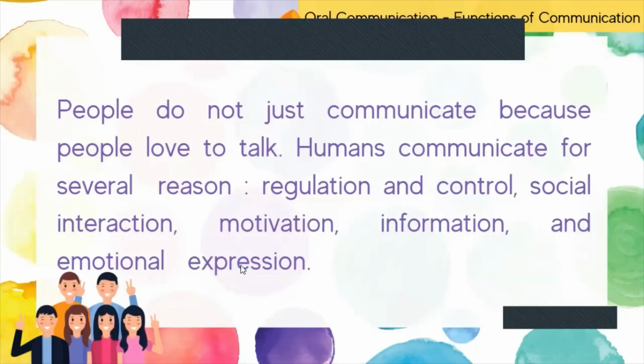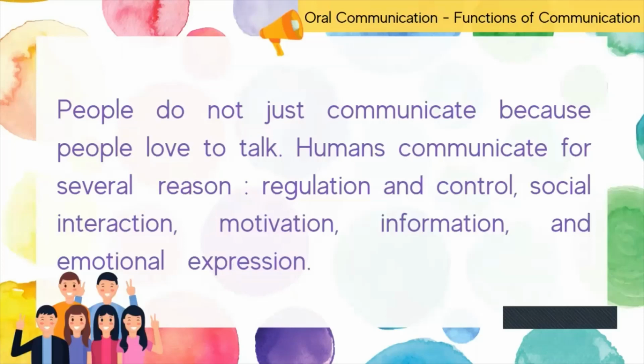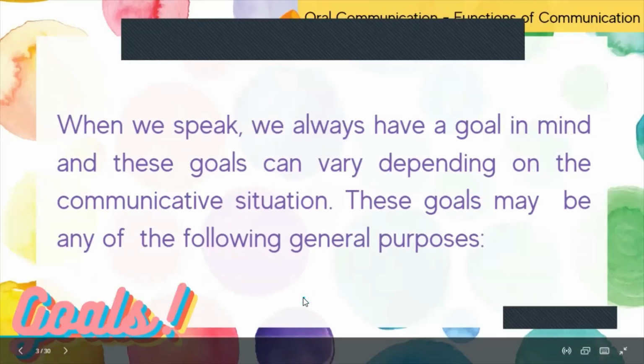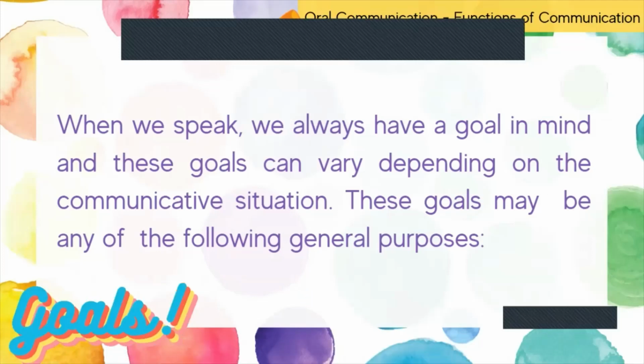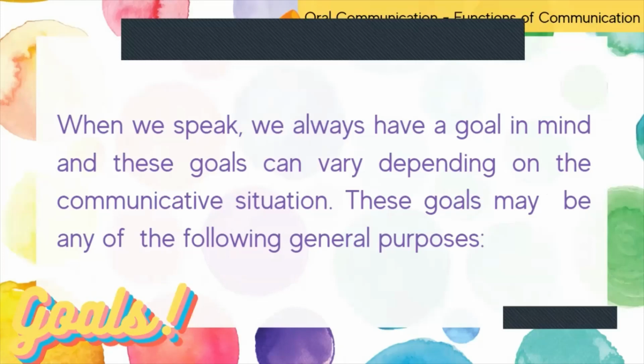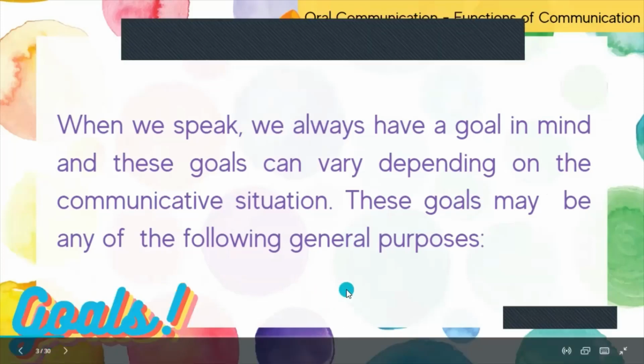People do not communicate just because they love to talk. Humans communicate for several reasons, and it includes regulation and control, social interaction, motivation, information, and of course, emotional expressions. When people speak, we always have a goal in mind, and these goals can vary depending on the communicative situation. These goals may be any of the following general purposes when we are communicating.